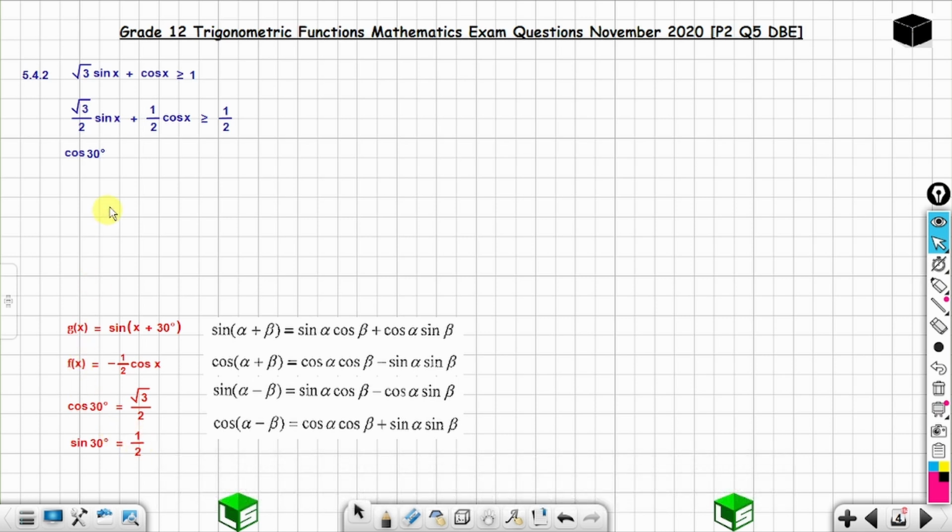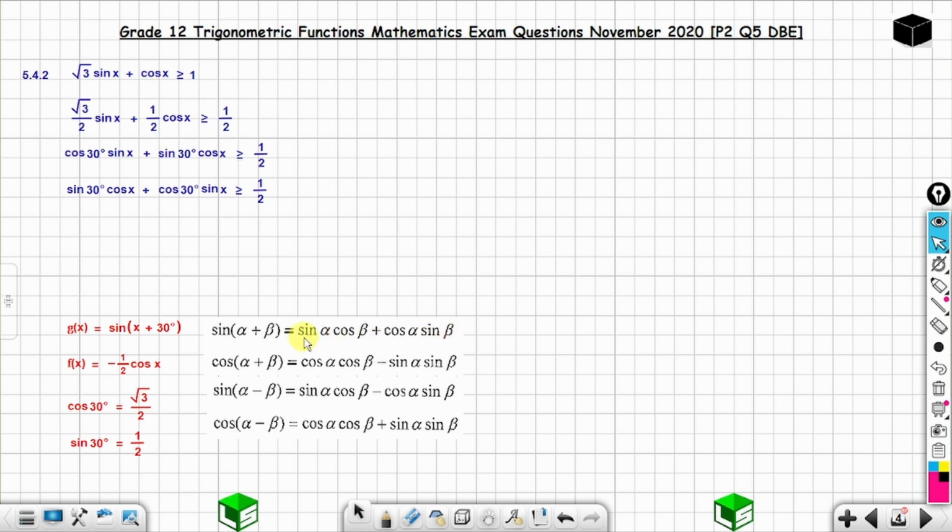And you carry on. You have sin x plus, and this can be substituted with this, sin 30 degrees. You carry on. You have cos x greater than or equal to 1 over 2. Now, can you see this is the same as this? Let me write this there plus this side, so that you can see.